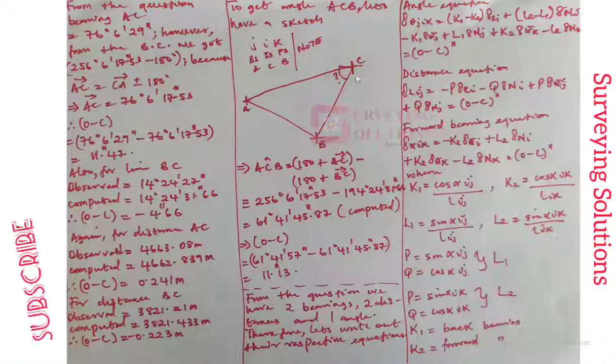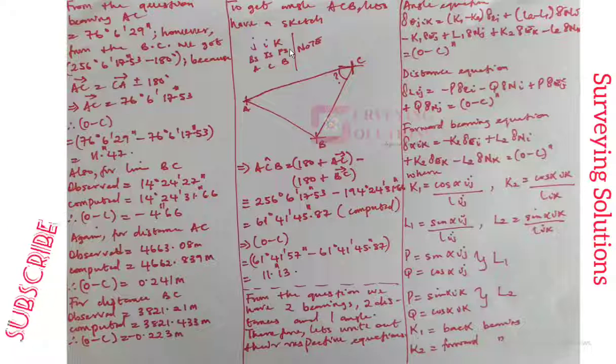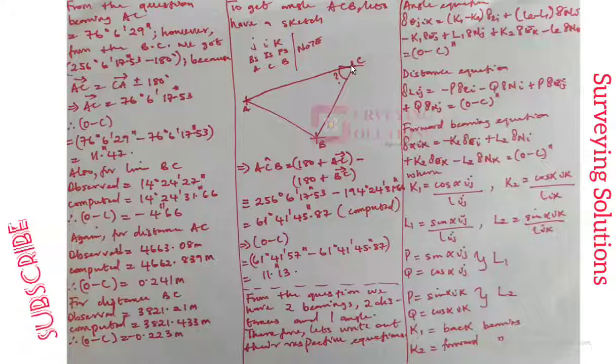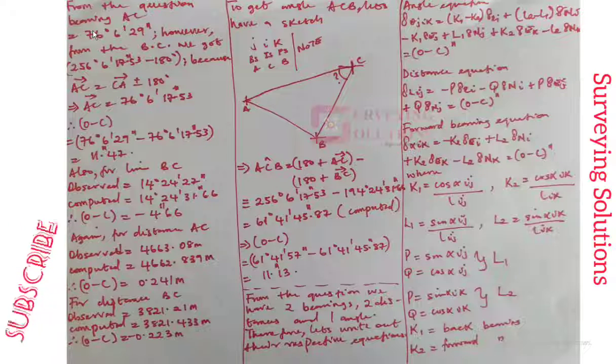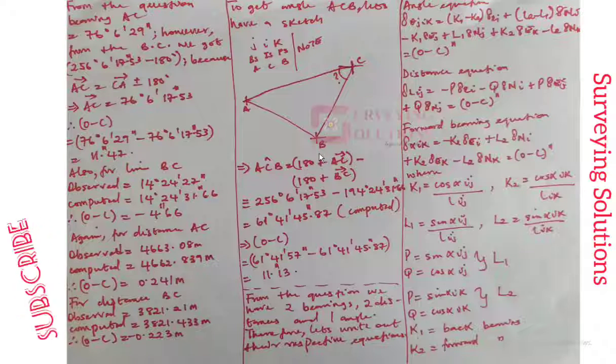So if you're moving from C to A, your C will be I, and then your A will be what? Your A will be K. Are we together? Going by this our forward bearing equation, because we have I and K. So if your C is your instrument station, which is I, then your A, because according to the question given to us, we have AC and we have BC. And we have been told that the observations were made on C, which means it went from C to A and then from C to B. Good.